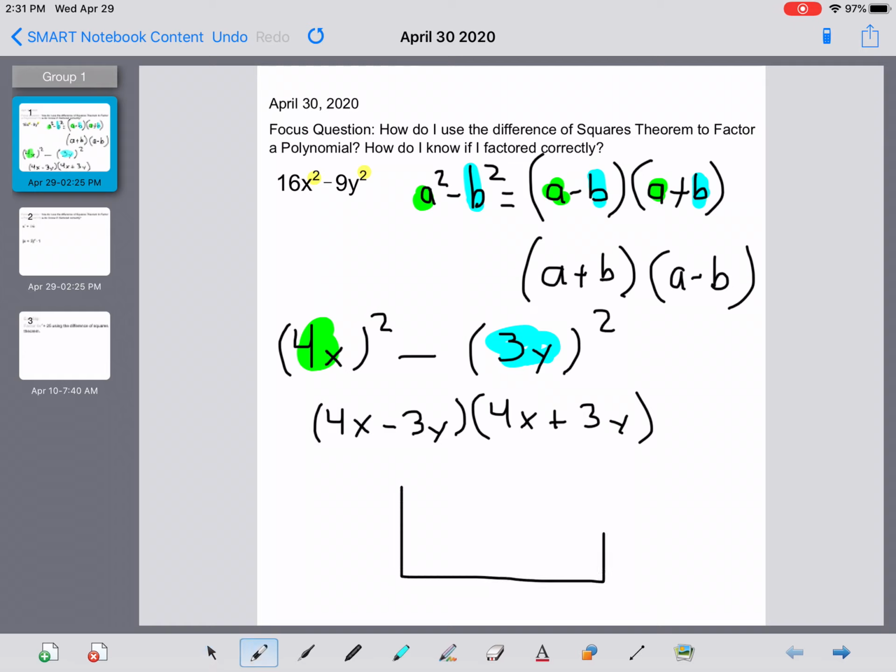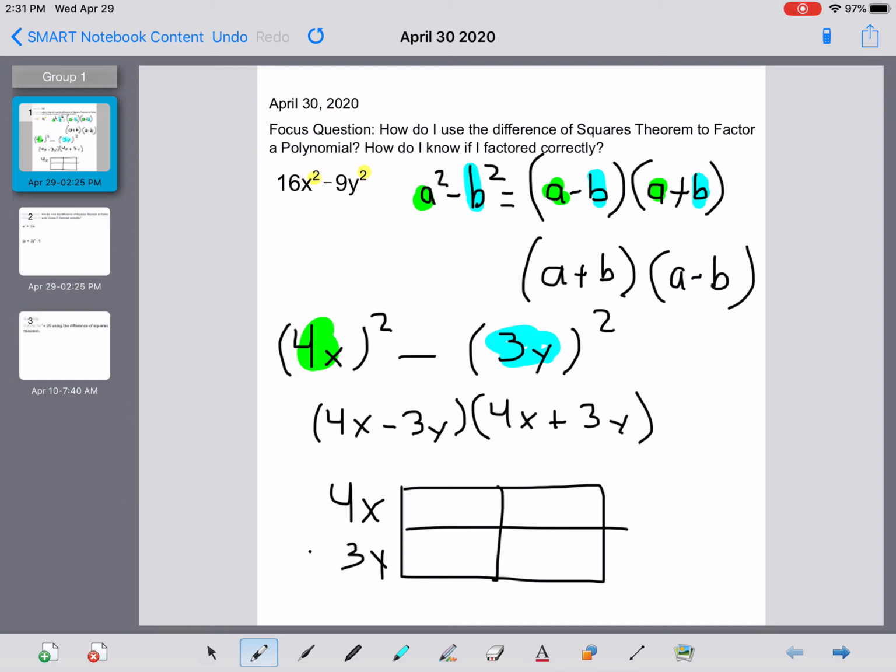So when I'm expanding or multiplying, I have my expansion boxes. Here's 4x minus 3y, and here's 4x plus 3y. And as I'm doing this, 4x times 4x is 16x squared. 4x times 3y is 12xy. 4x times negative 3y is negative 12xy. And 3y times negative 3y is negative 9y squared.